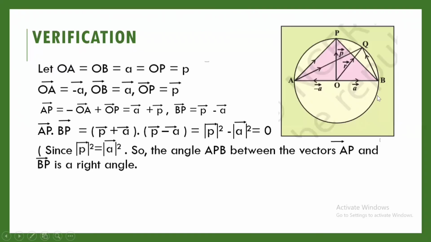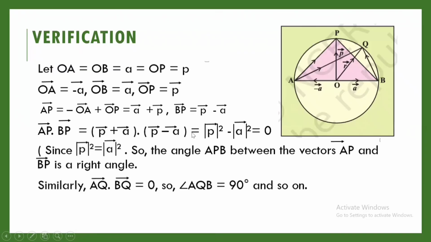This side square plus this side square is coming out to be equal to AB square, or AQ square and BQ square, their sum is also coming out to be AB square. So by the converse of Pythagoras theorem, I prove it geometrically, and using the vectors also I have proved that this angle is coming out to be 90 degrees. Similarly, I'll find that the dot product of AQ and BQ will also come out to be 0, giving that angle AQB is equal to 90.